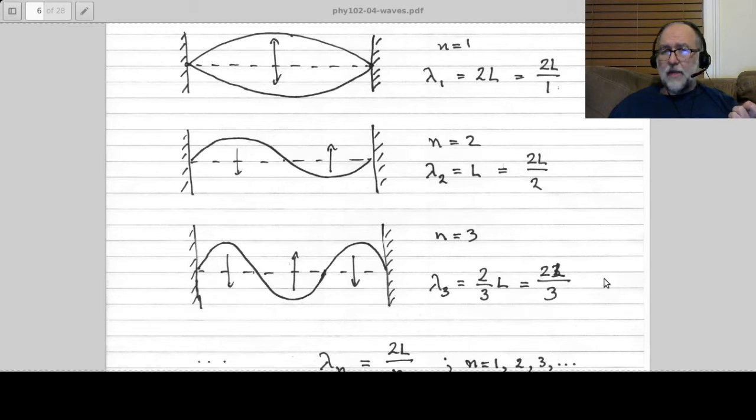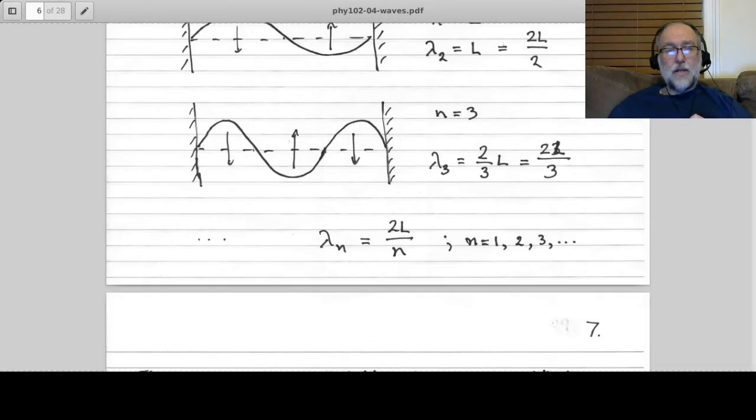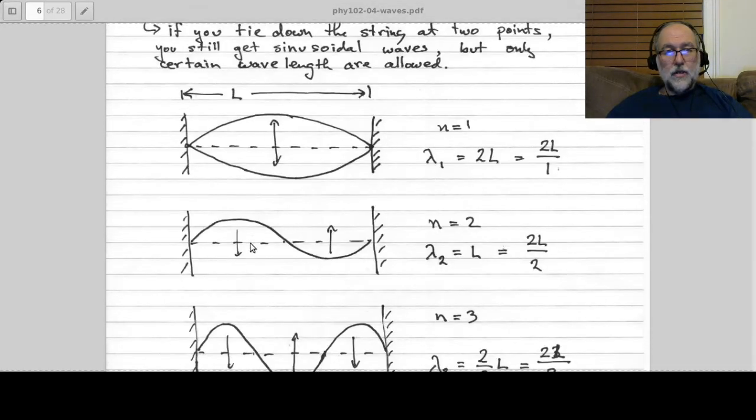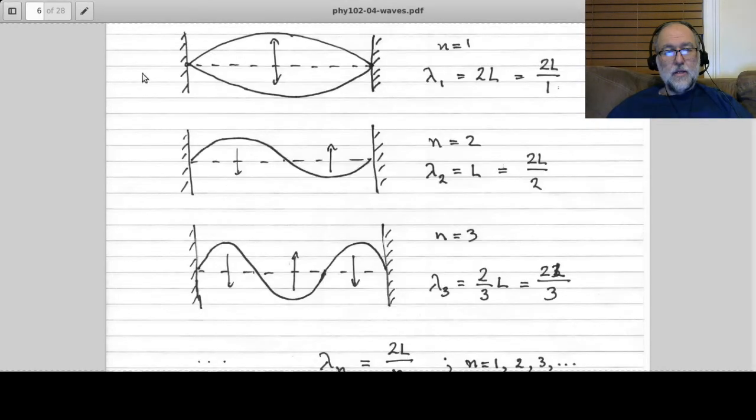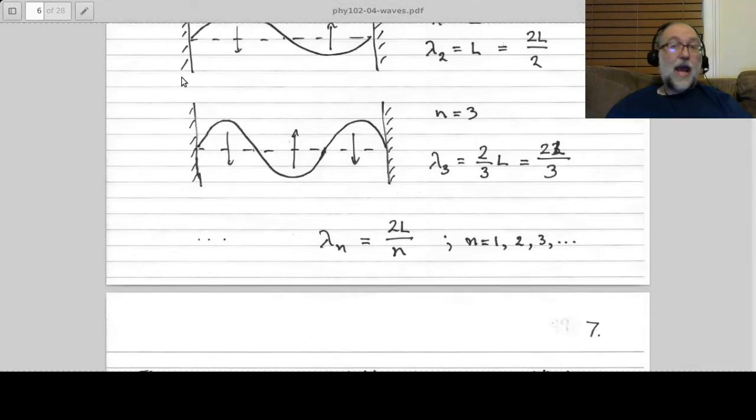2L divided by 1, 2L divided by 2, 2L divided by 3, 2L divided by 4, 2L divided by 5, and so on. And you get this formula right here. Remember, n can be 1, 2, 3, 4, 5, and that's like the different pattern. Just to remind you once again, there's n equals 1, there's n equals 2, there's n equals 3. And I didn't show 4, 5, and so on, but I think you can imagine what they look like. And if you can't, you could just Google for standing waves. It's all over the internet. It's a very popular topic. But in general, n is 1, 2, 3. Lambda n for the nth pattern is 2L divided by n.